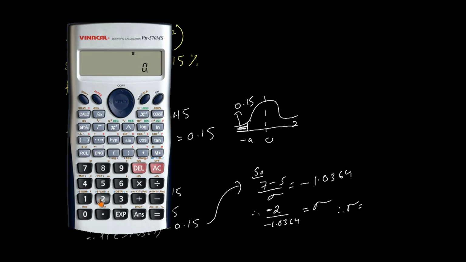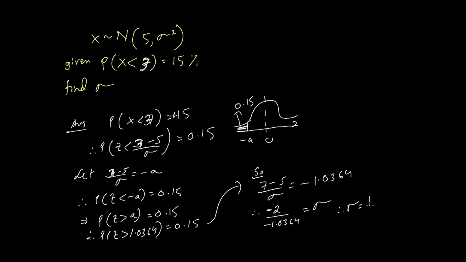So 2 divided by 1.0364, and this is 1.9298. So that is the answer.